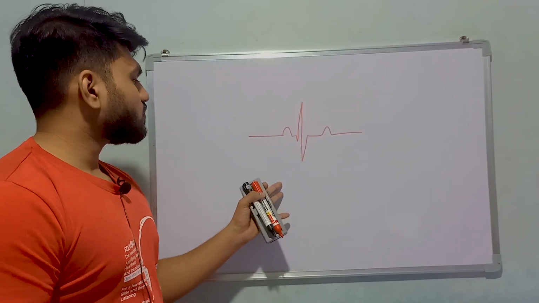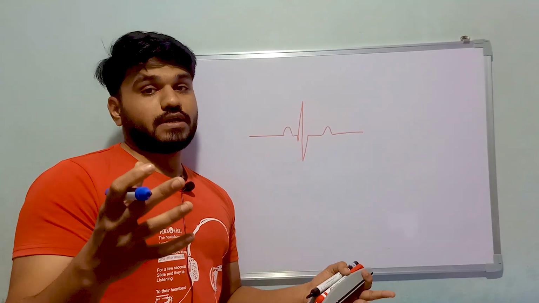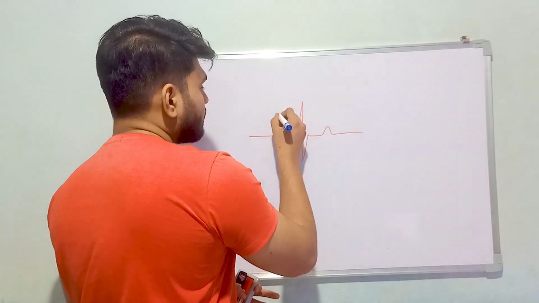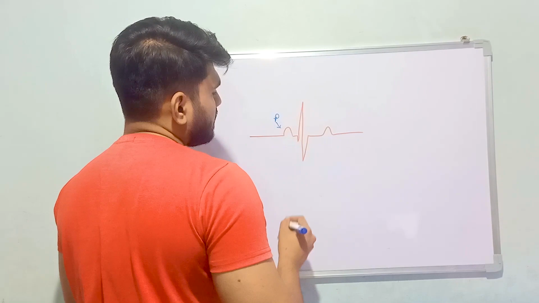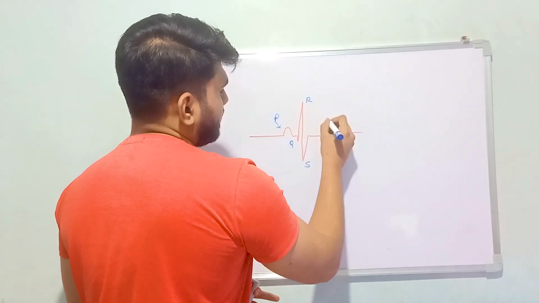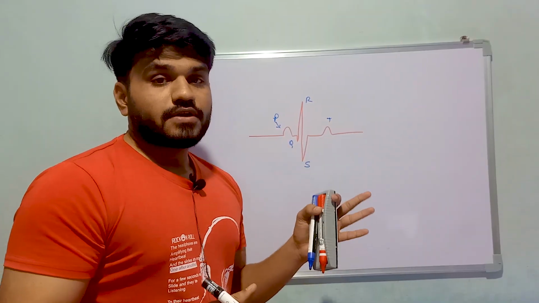So this is the basic structure of EKG. This EKG represents the electrical activity in our heart. So we are going to just name it right here. This is our P wave right here. This is our Q wave. This is our R, this is our S, and this is our T wave. So all these waves represent electrical activity in the heart.